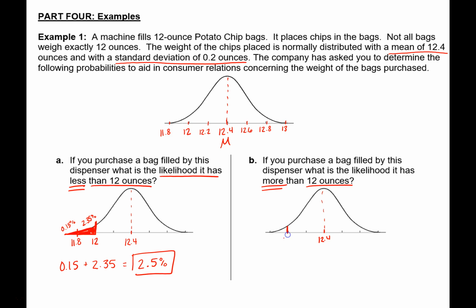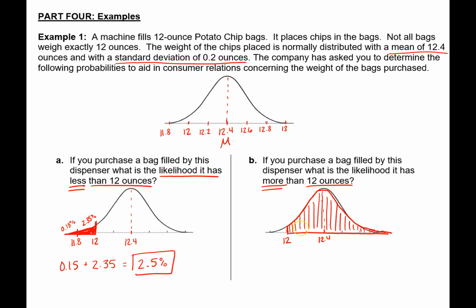Still 2 standard deviations to the left at 12, but this time we want to know the likelihood, or the percentage of chance, that we're going to get a fuller bag than what the bag says, 12 ounces. So on this one, I'm going to shade this section all the way to the right because I want to know the likelihood that it's any of these X values bigger than 12, because this is going to make me happy, right? If I get a potato chip bag that has more potato chips in it than the package says.